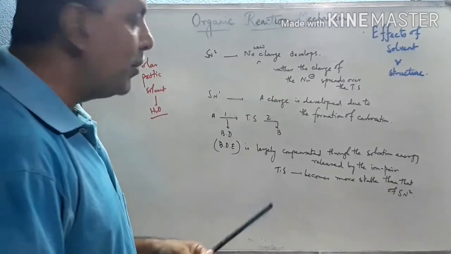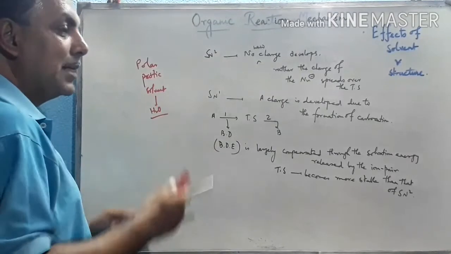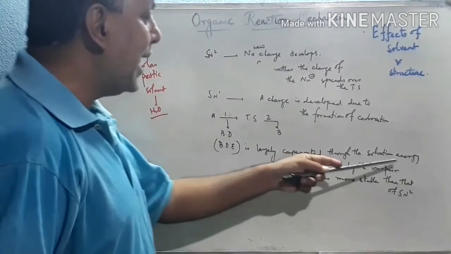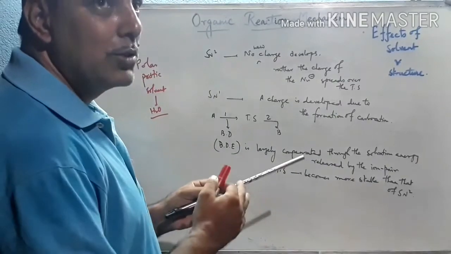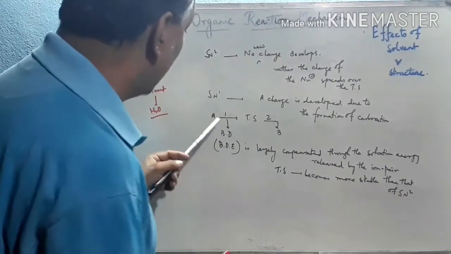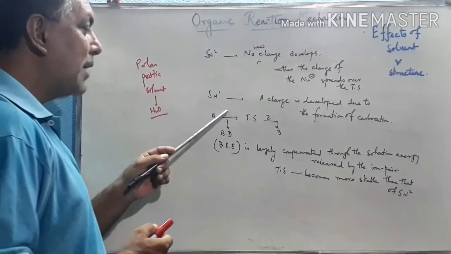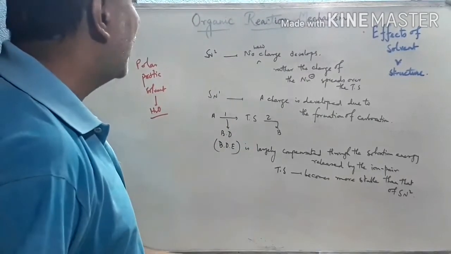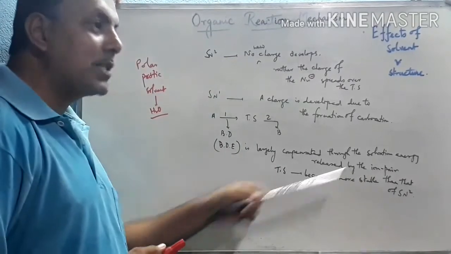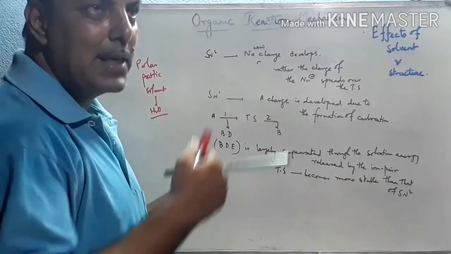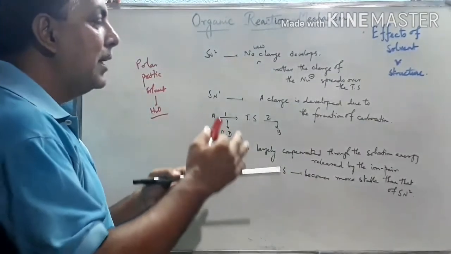So during the formation of such ions, during the stabilization through solvation, the release of solvation energy largely compensates the BDE, the bond dissociation energy, which is required in the first step, that means the RDS. So in case of SN1, the transition state becomes more stable, and as the stability of the transition state increases, the rate of reaction increases.